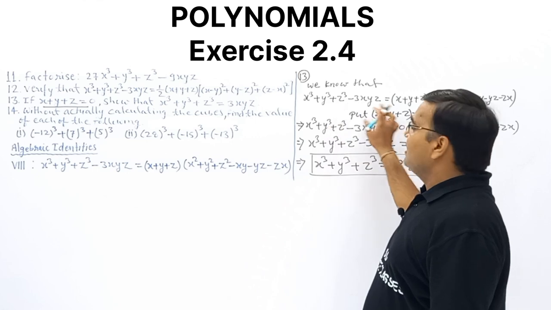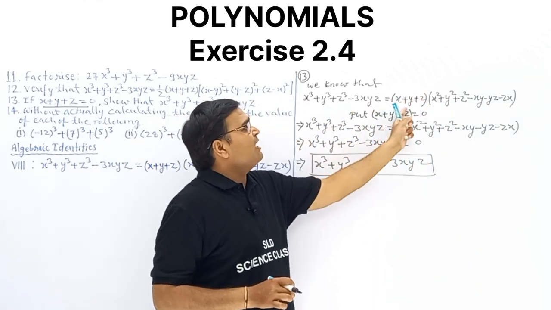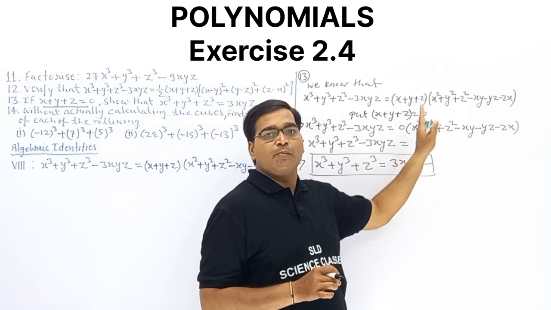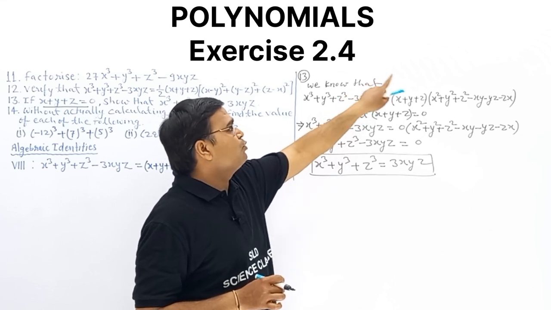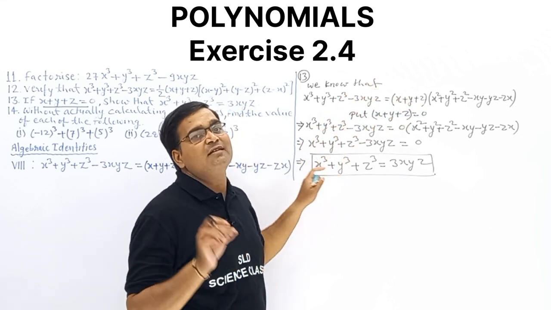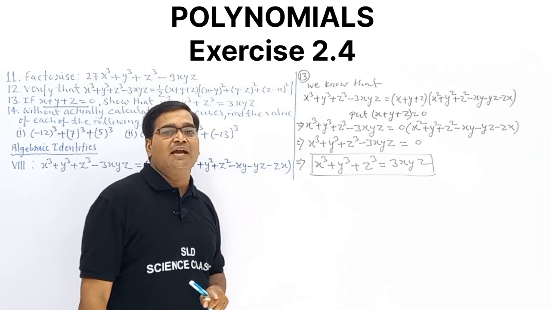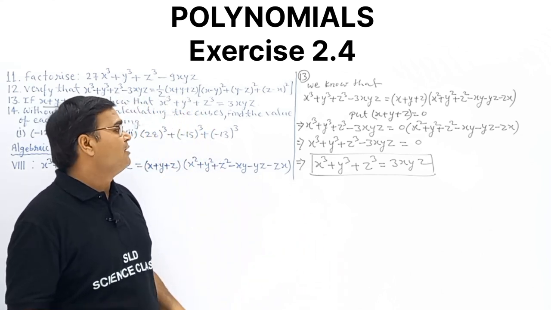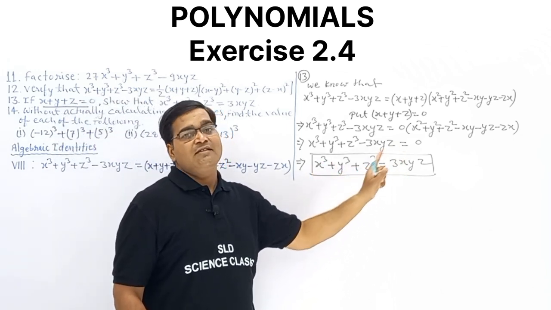We are using algebraic identity 8, in which we put x plus y plus z equal to 0, then the right-hand side will be completely 0. After this, when we transpose this term towards the right, we get the required result. Clear? So we can say in algebraic identity 8, if x plus y plus z equal to 0, then x cube plus y cube plus z cube equal to 3xyz.